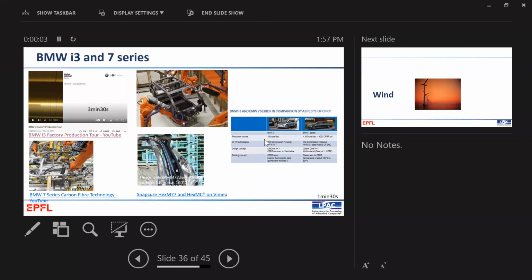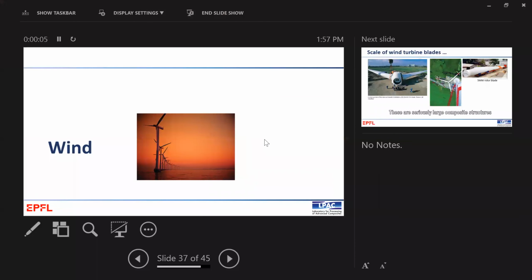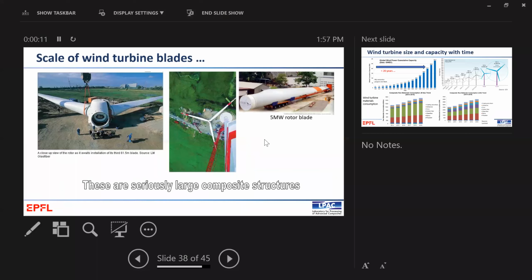So that was automotive, kind of state of the art. Last section will be around wind energy. So wind turbines, these are huge composite structures. And it's not until you see the scale of the people next to them that you really understand what's going on. So that's a 5 megawatt blade.